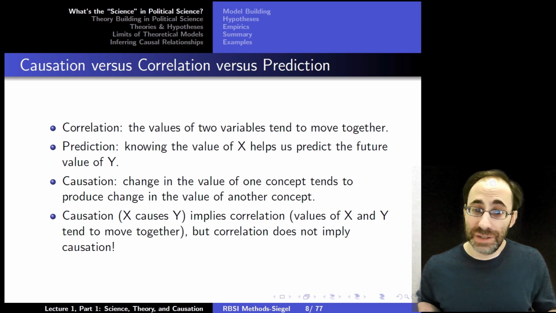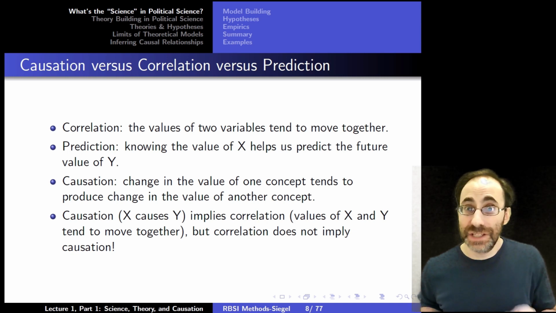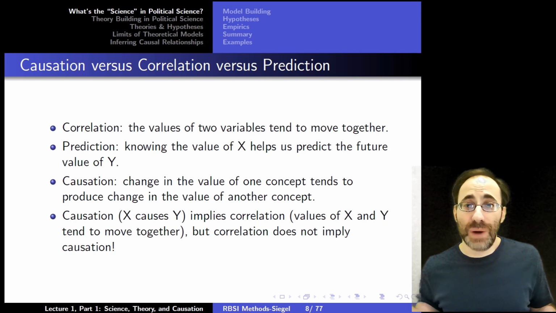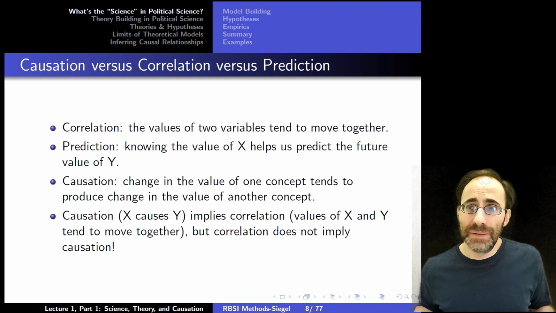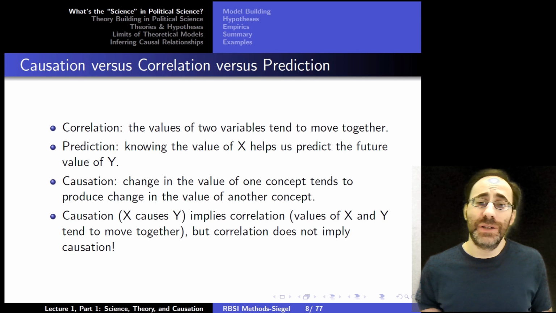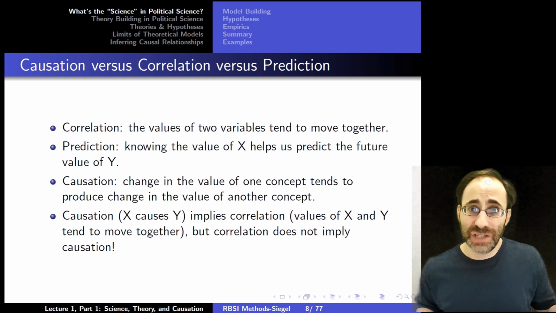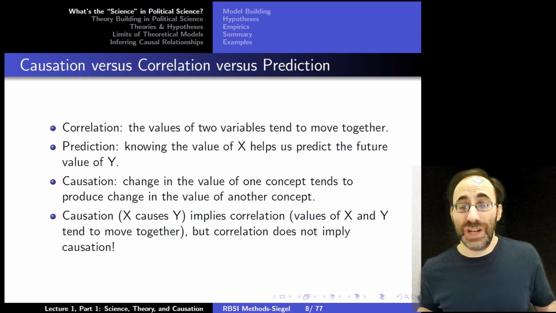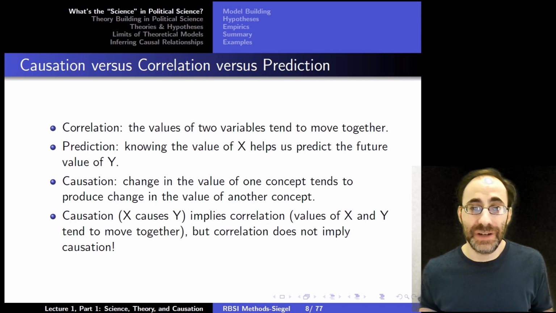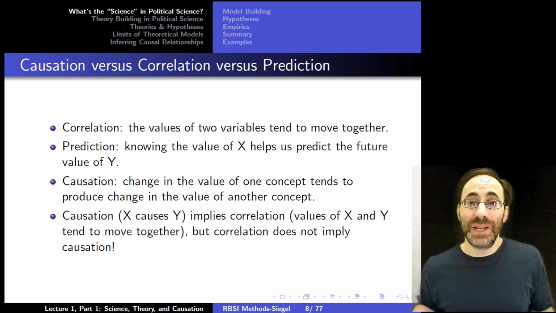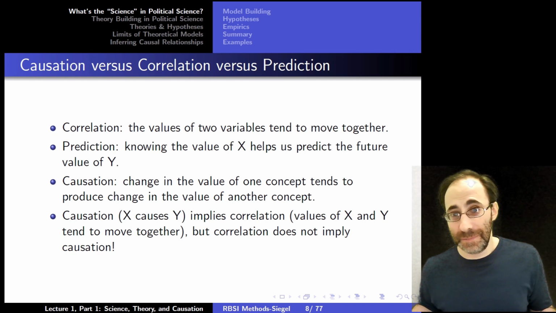So importantly, causation, right? X causes Y does imply correlation. X and Y move together, because if X causes Y, then it must be the case that X and Y move together, right? How else could it be? If X causes Y and they didn't move together, then X wasn't doing anything to Y, but then X couldn't be causing Y. So if changing X changes Y, then when I change X, Y has to change, right? It's sort of implicit in the definition of causality. If X changes Y, then when I see a change in X, I should also see a change in Y.